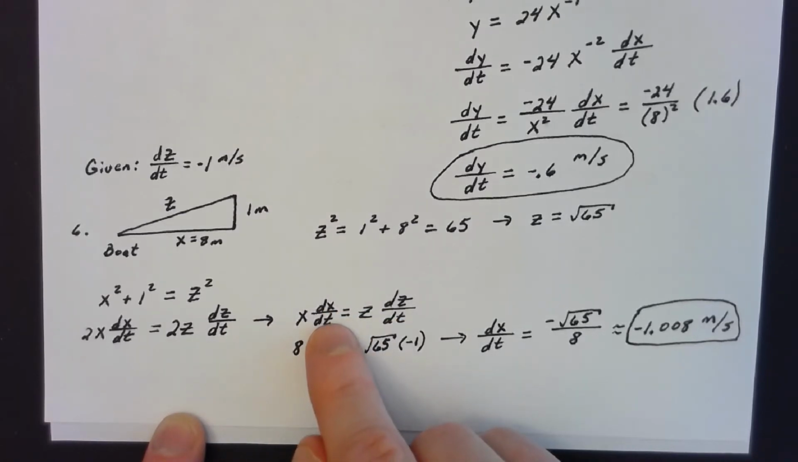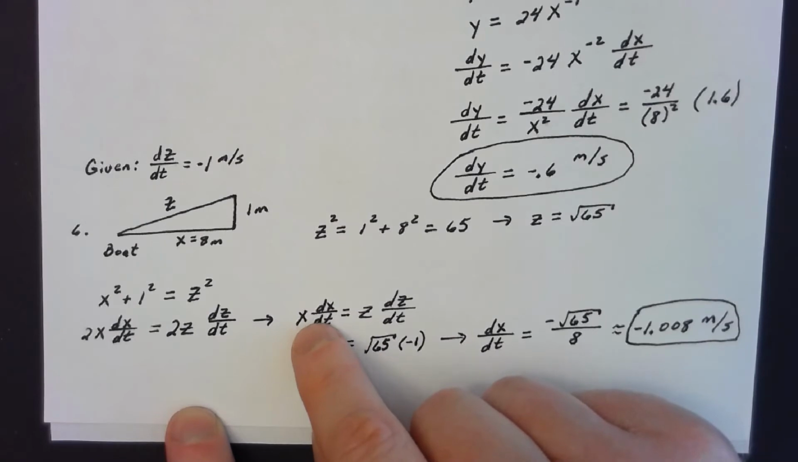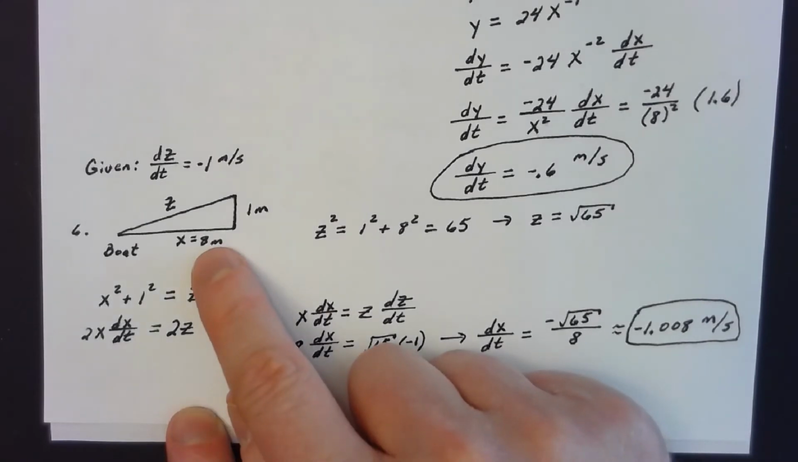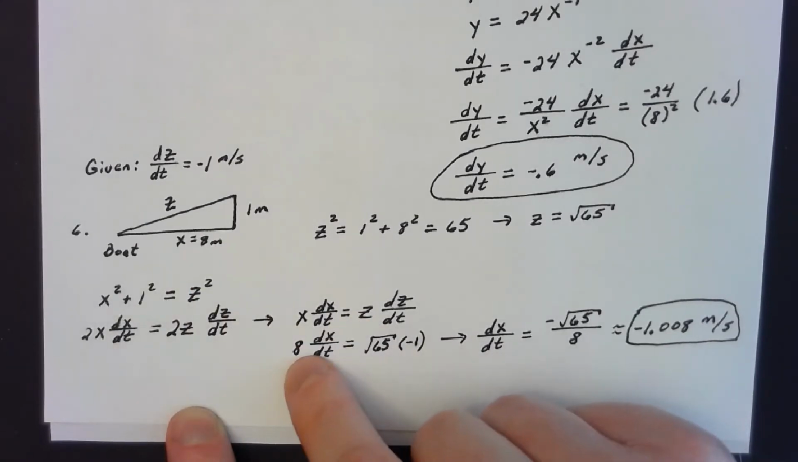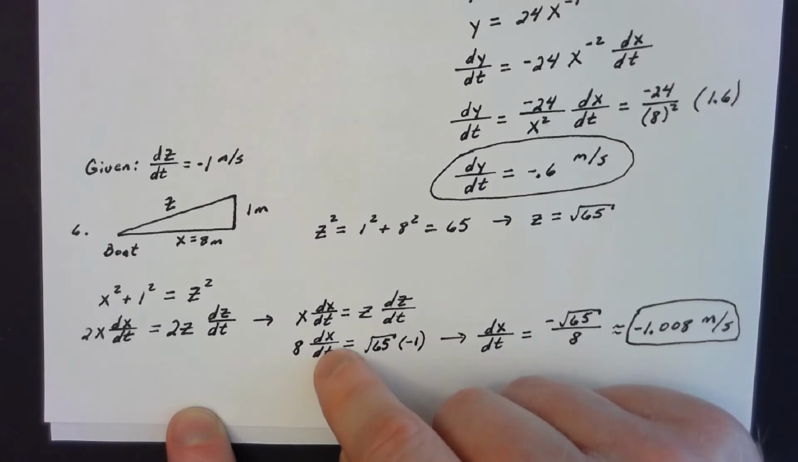Now that you've taken the derivative successfully, you plug in what you know to be true. In this problem, we know x is 8, so I plug that in for x. We don't know dx/dt. That's the goal of the problem: how fast is the boat being pulled in towards the dock?